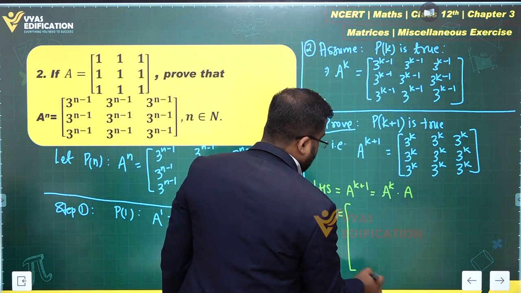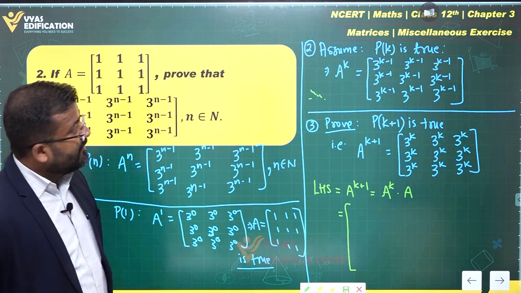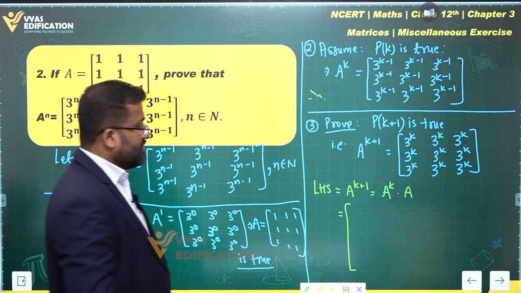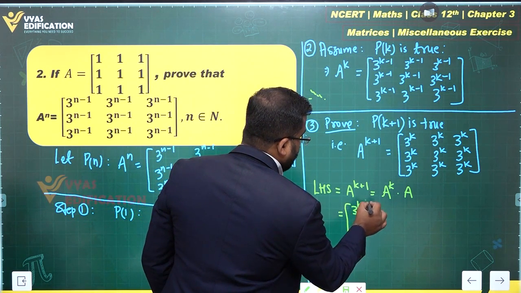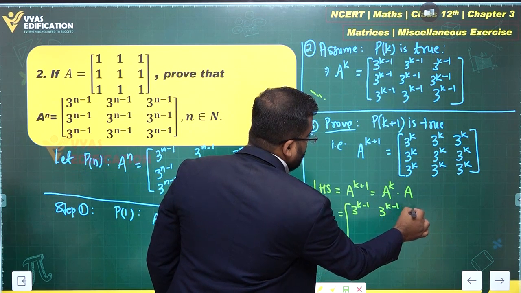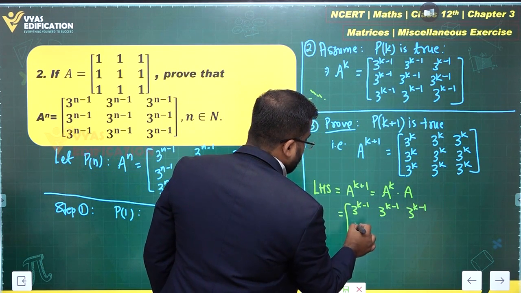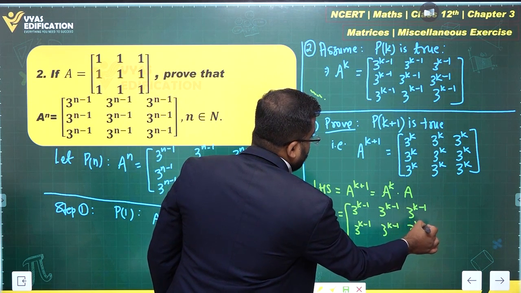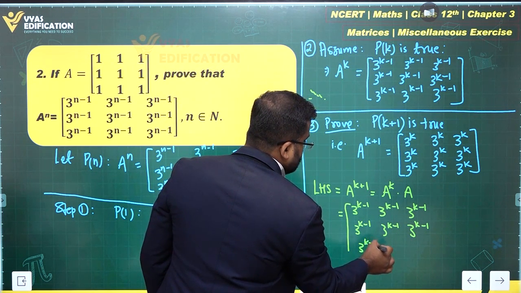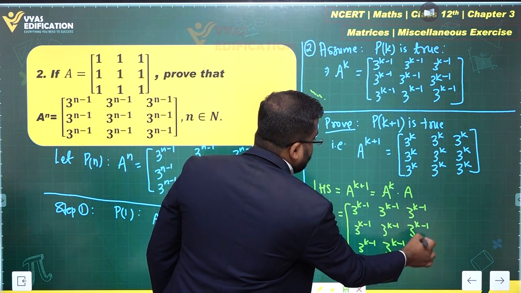Now what is A power k? You may observe that A power k is this matrix, with every entry equal to 3 power k minus 1. Okay, so let's use that. Every entry is 3 power k minus 1, same throughout.